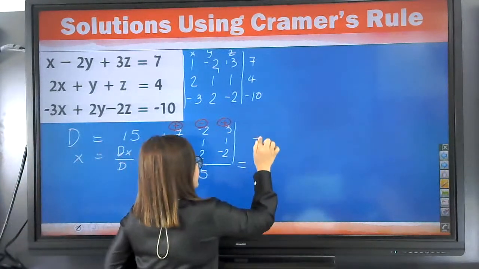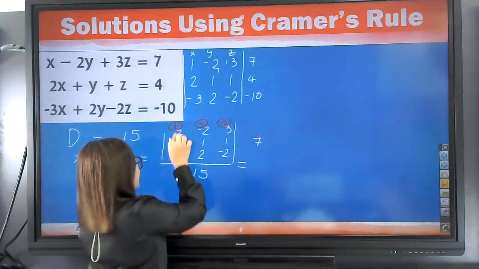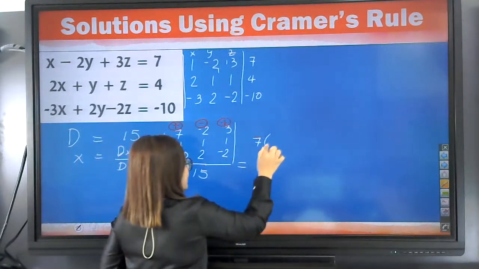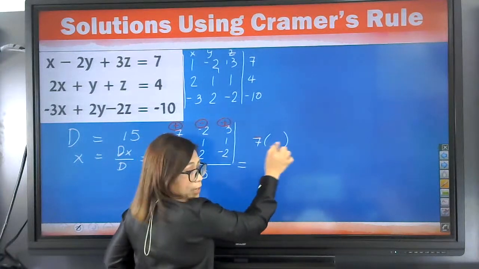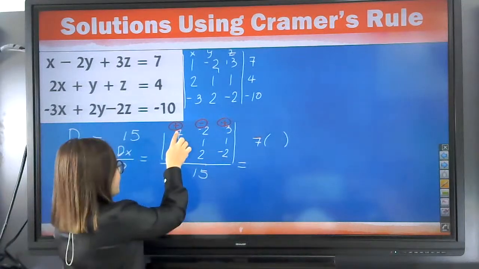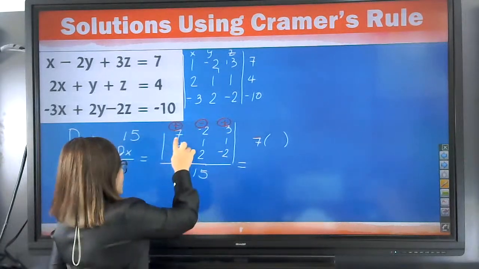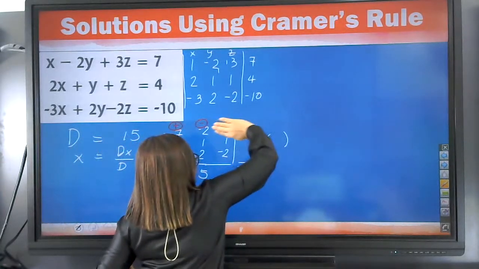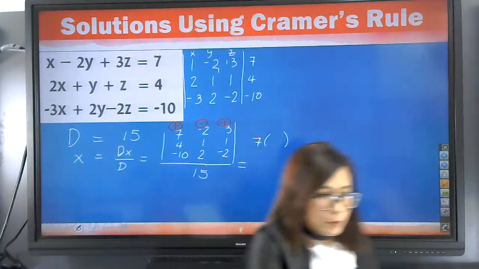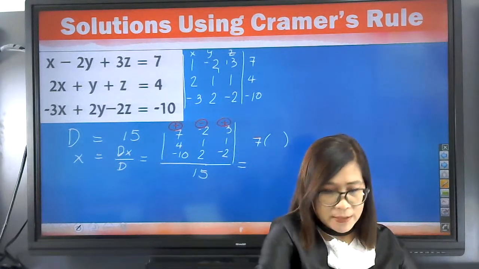Okay, next is 7. Is this plus 7 or just 7 times? Where will I get the answer here? 7 is in this column and 7 is in this row, so we have to copy the rest and do it like this.